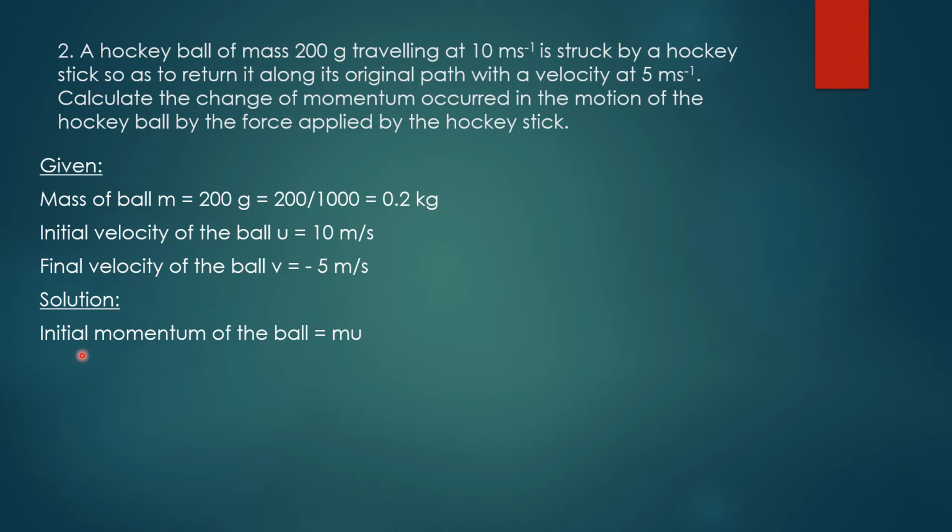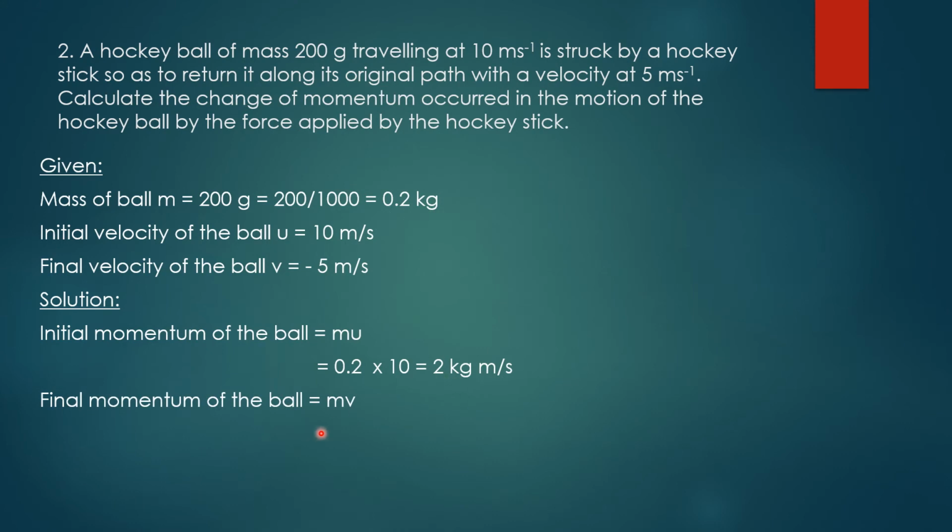So the initial momentum of the ball will be mass into initial velocity. The mass of the ball is 0.2 and the initial velocity of the ball is 10. So 0.2 into 10 will give us 2 kilogram meter per second. Then we need to find the final momentum of the ball.